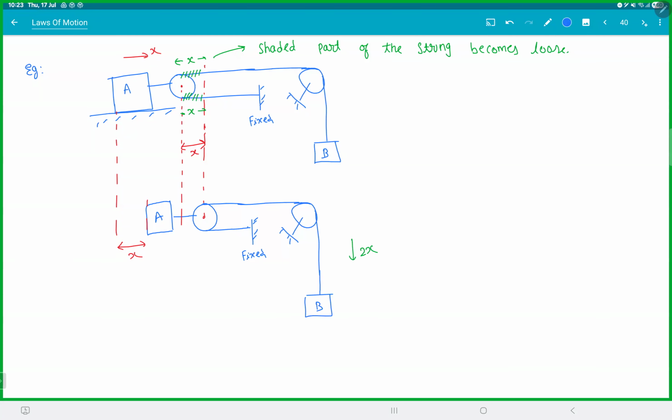There's no technique, nothing there. It is simple visualization. If A goes forward, there are two strings which are getting loose here. All that loose string should go somewhere, and the only one who can take it is B, so it will go down by 2X. Is that making sense? Simple visualization, that's it. We are just observing it.